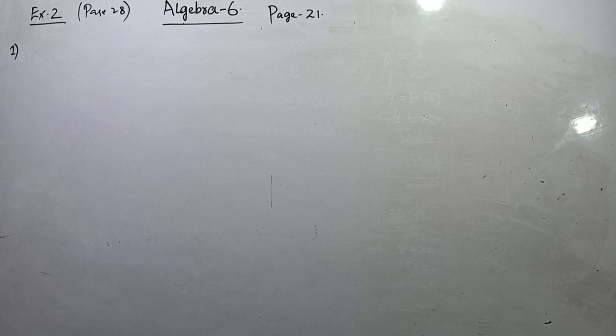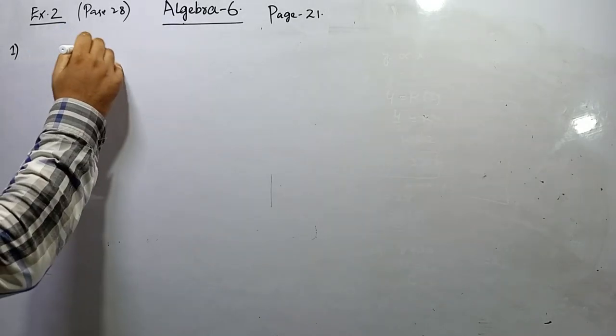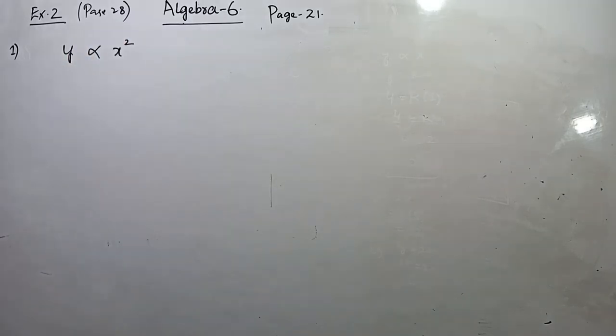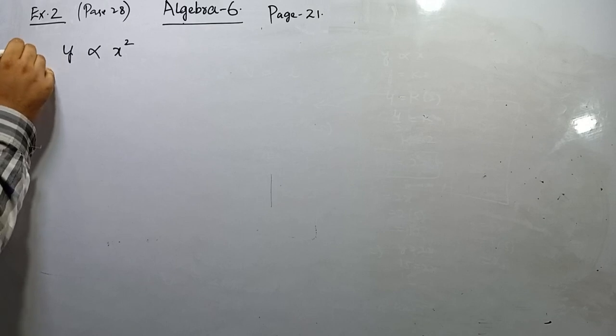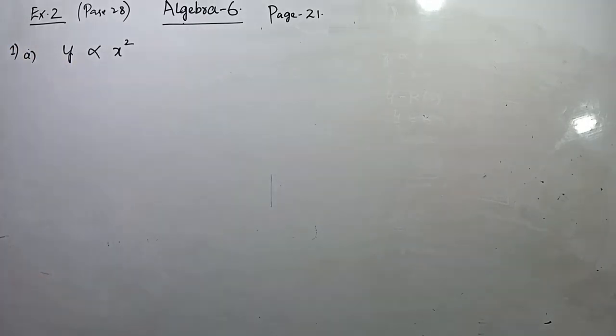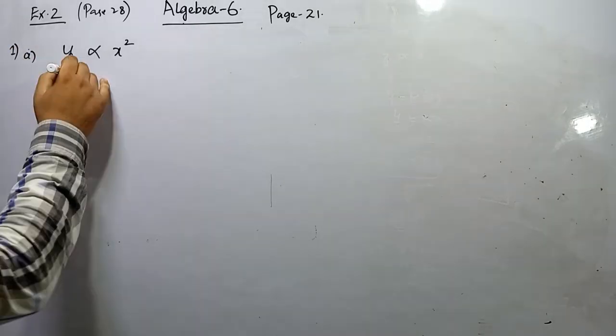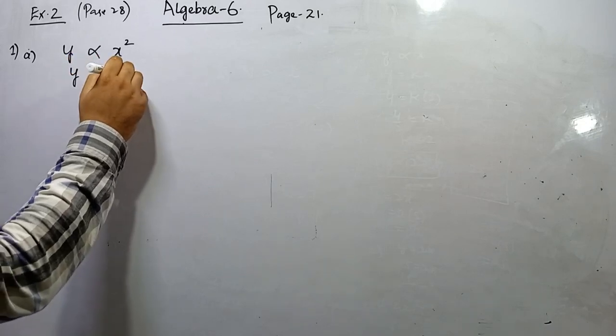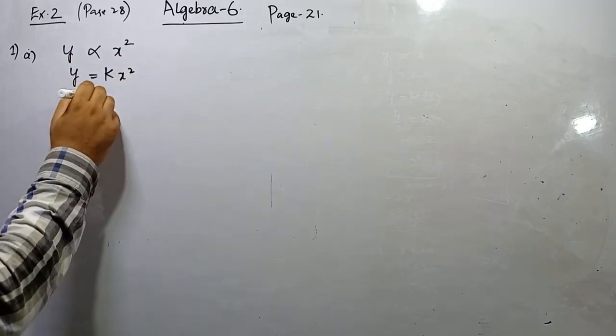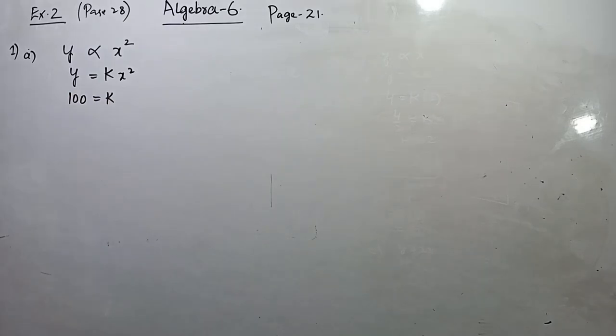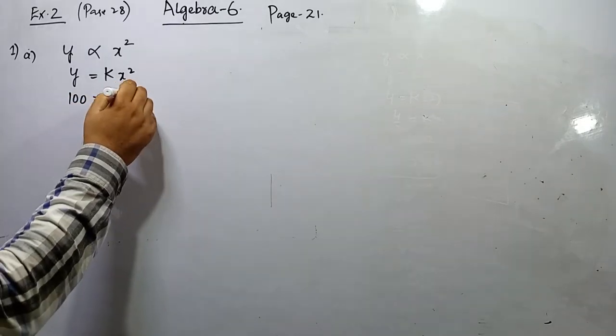Y is directly proportional to the square of x. That's x square. If y is equal to 100 when x is equal to 5, find the formula in the first part. Y is directly proportional to the square of x. We can write y is equal to kx square. If y is equal to 100 and x is equal to 5, we will do substitution.